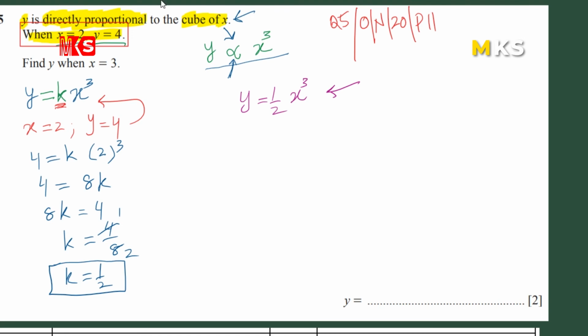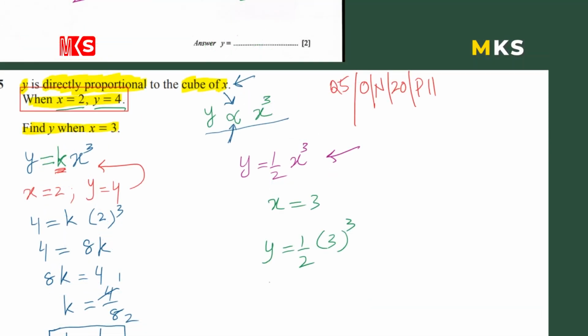Actually the question is: find y when x is equal to 3. Once we have the equation in terms of y and x, now x is equal to 3 and we have to find y. Y is equal to 1 over 2 times 3 cube. The cube of 3 is 3 times 3 times 3. 3 times 3 is 9. 9 times 3 is 27. So it is 27 over 2.